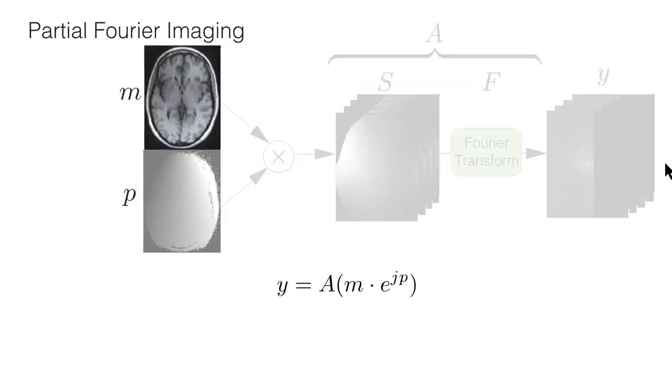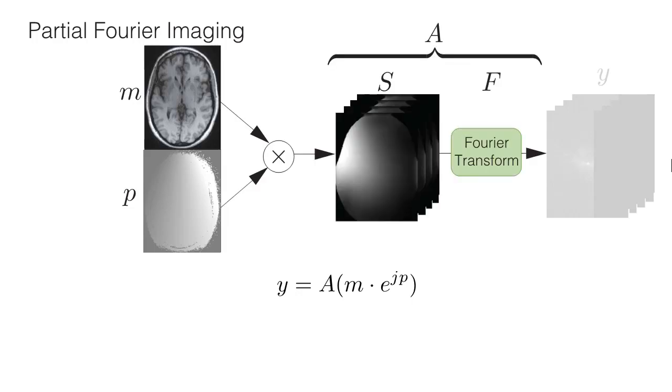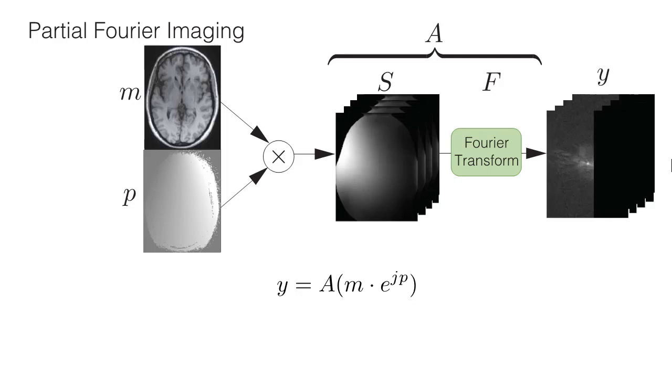Great. So for concreteness, I'll illustrate our method through partial Fourier imaging. The forward model here is that we have a magnitude and phase image. We multiply them in the complex image domain, go through sensitivity maps and Fourier transform, and observe partial k-space measurements.